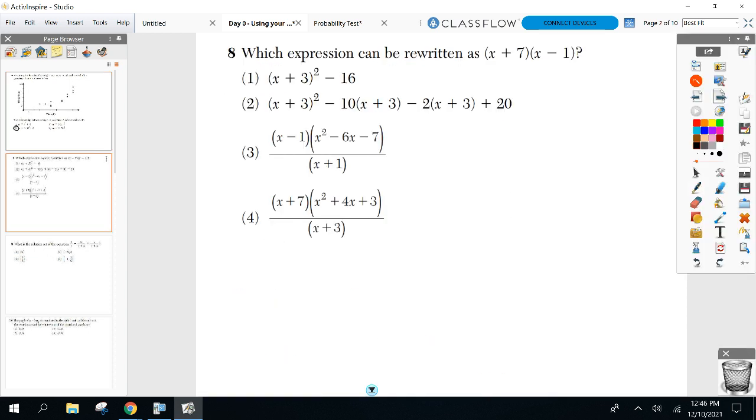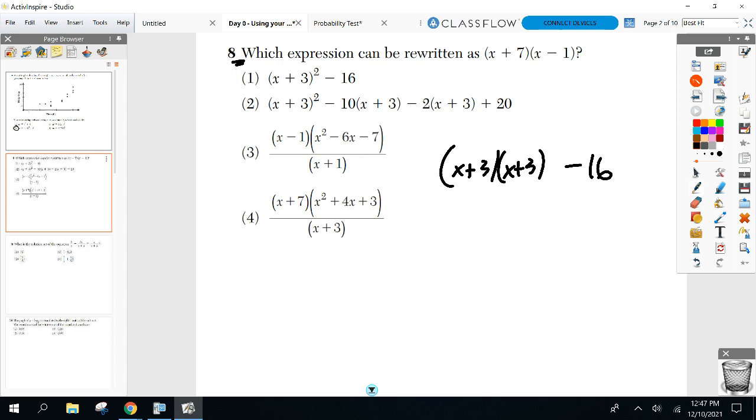Whoa, how about 8? Oh, Jesus. Which one can be written as x plus 7 times x minus 1? Are you kidding me? All right, so many of you right now, you're in the mindset, holy geez, doing number 1, I got to go x plus 3 times x plus 3, FOIL that sucker, minus 16, and maybe I'll get this at the end. Maybe. Really? And I got to maybe factor this. This is overwhelming to you. And we're only on number 8. This is overwhelming.